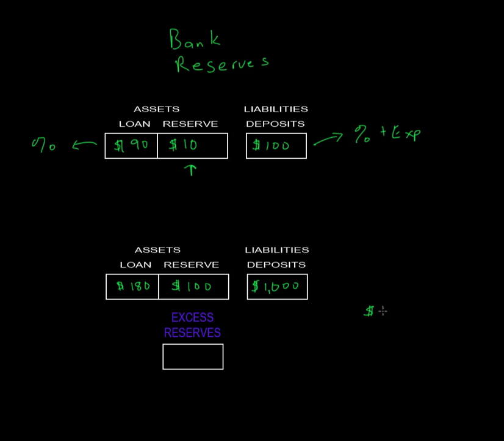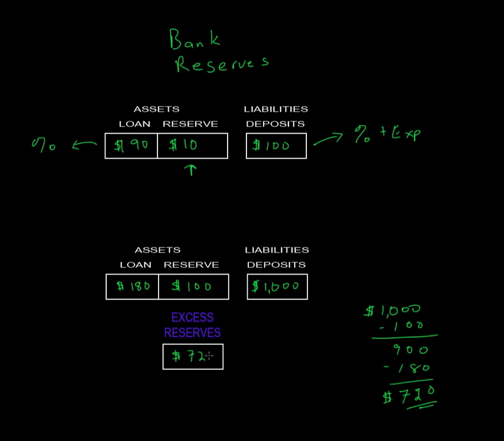So let's see what we have in excess reserves. We start off with the deposits of $1,000 in the accounts. The required reserve is $100, so we'll subtract that. That gets us to our $900. And then the loans are $180. So basically you've got $720 in excess reserves.